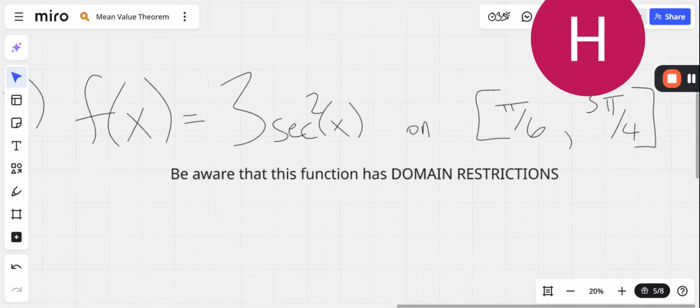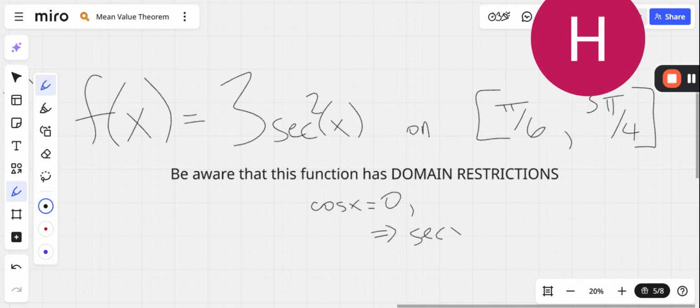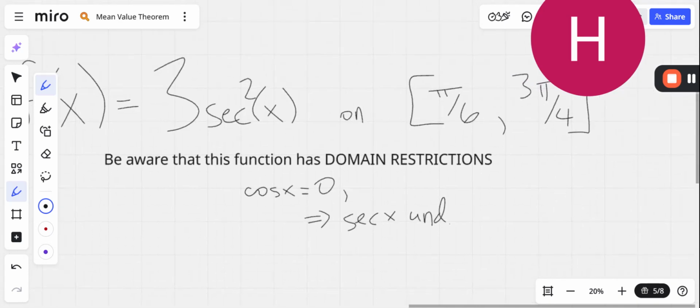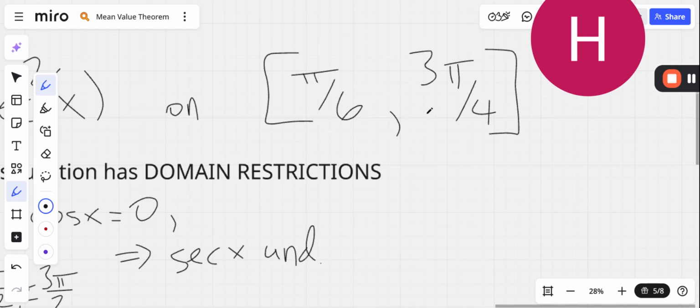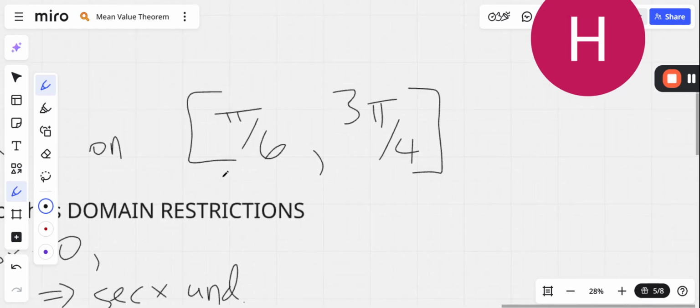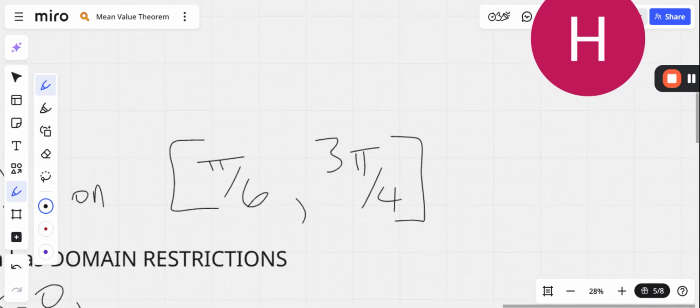So let's just keep in mind that whenever cosine of x equals 0, then we know secant of x is undefined, has a vertical asymptote. When is cosine of x equal to 0, though? This is whenever x equals plus or minus pi over 2, plus or minus 3 pi over 2, etc. And let's look at our interval. Does it cross over the pi over 2? Yes, it does. Right, we have pi over 6, and then we have 3 pi over 4.